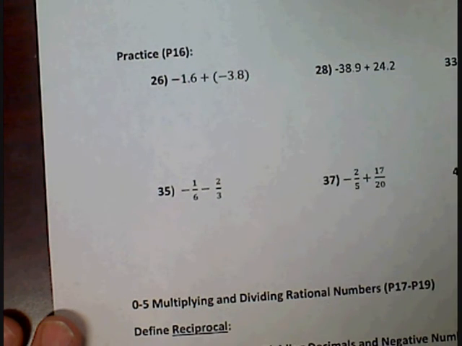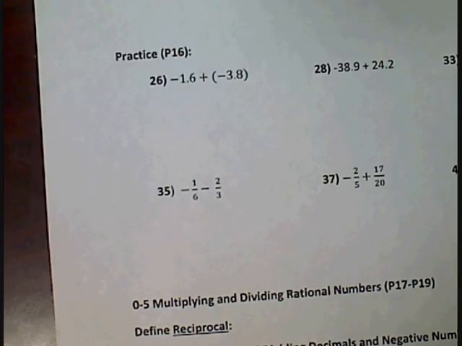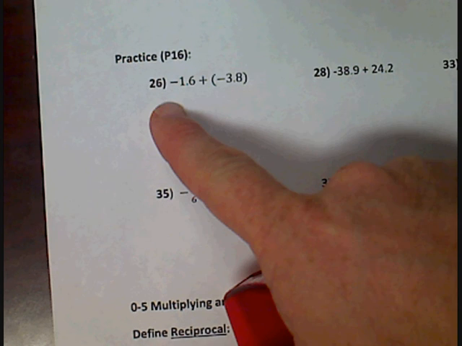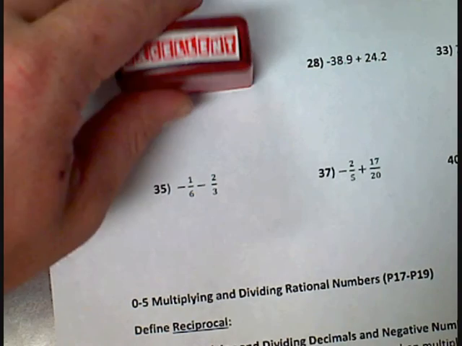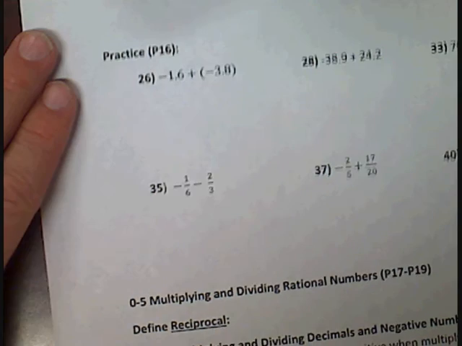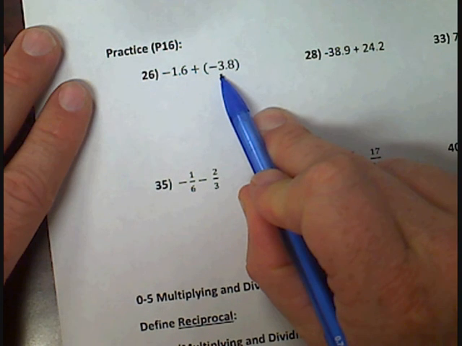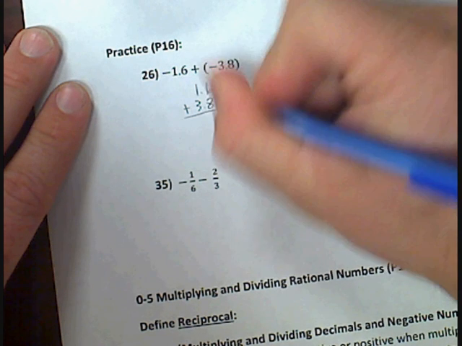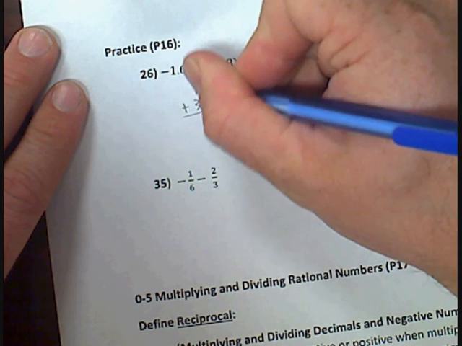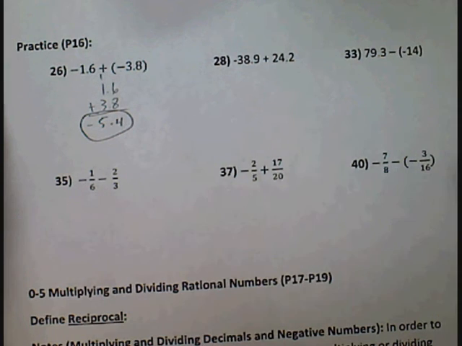So now we're going to go ahead and practice on P16. On P16, my practice starts at 26, so you should match on 26. Go ahead and pause the video and try. Debt 1.6 plus debt 3.8. Same signs, add and keep. 1.6 plus 3.8, 14, 5.4, negative. Pause the video and try.